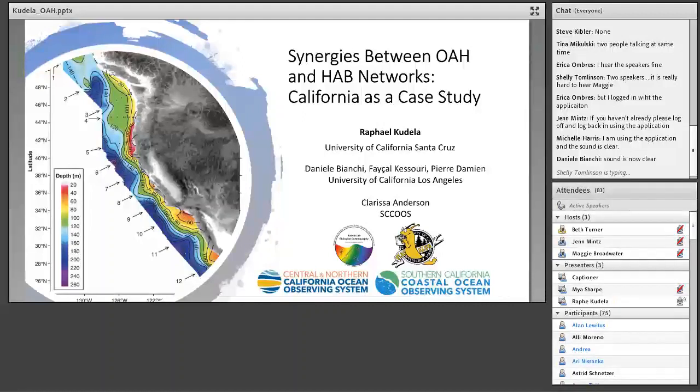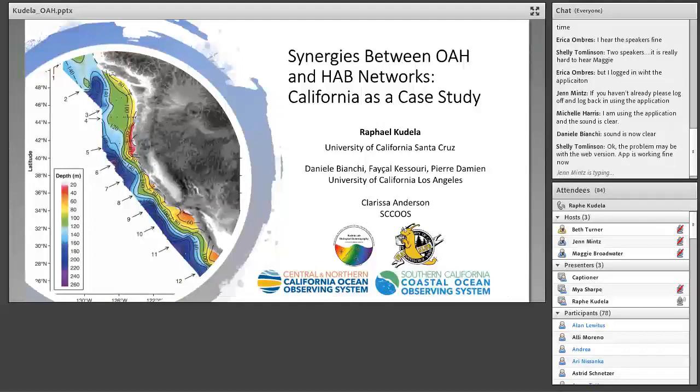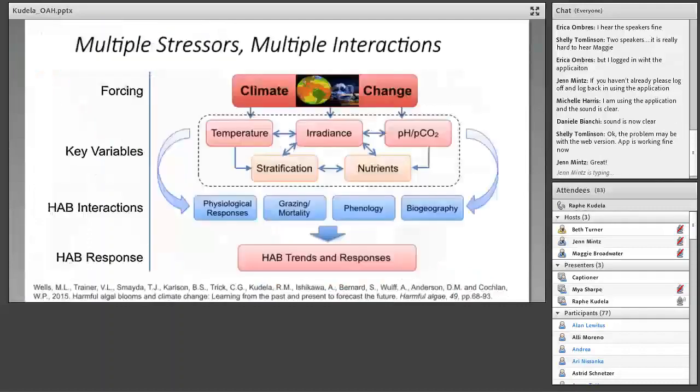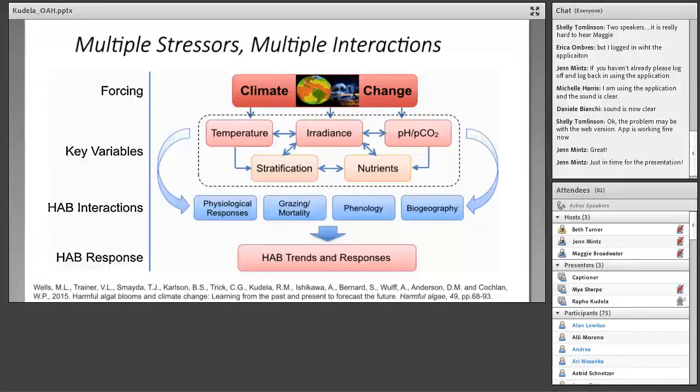Lastly, I'd be remiss if I didn't say that much of the work I'm presenting has been funded by ECOHAB, MERHAB, PCMHAB, and IOOS, and it's embedded within both CeNCOOS and SCCOOS within the IOOS framework. Jumping right in, you're all probably very familiar with this paper, published by Mark Wells a few years back, talking about the stressors and interactions that are going to drive changes in HABs in a future ocean.